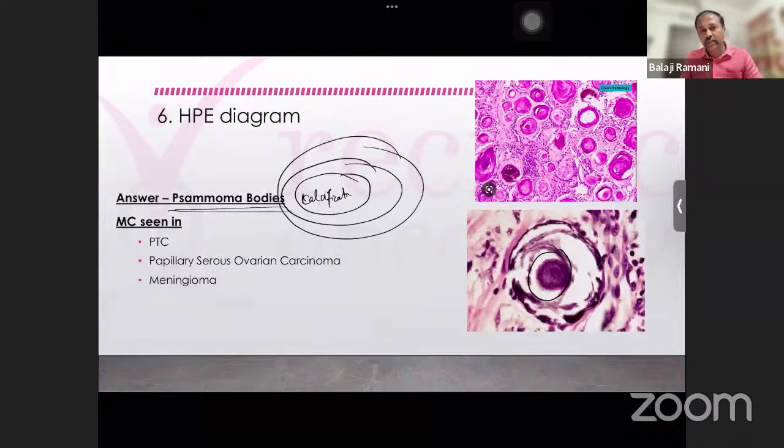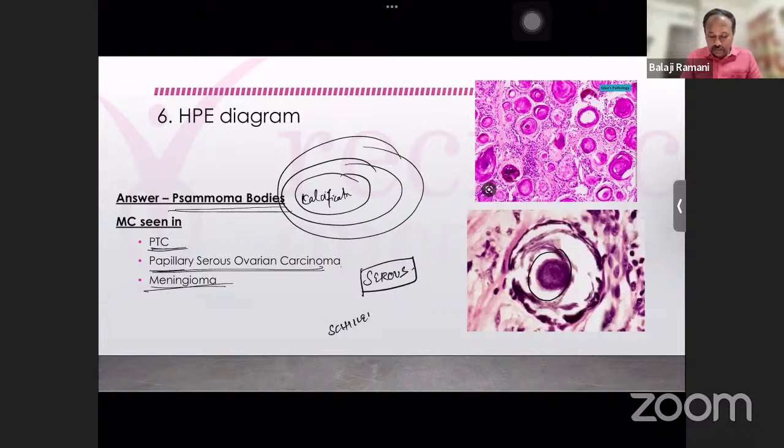Now these psammoma bodies are classically seen in all your serous papillary tumors. So you can see it is serous and papillary. So serous papillary ovarian carcinoma. Of course, we know about the papillary thyroid cancer. It is also seen in meningiomas. So any of these may be given in the differential diagnosis. So papillary serous, it may be papillary thyroid, or it may be meningioma. In all of these you will get the psammoma bodies.